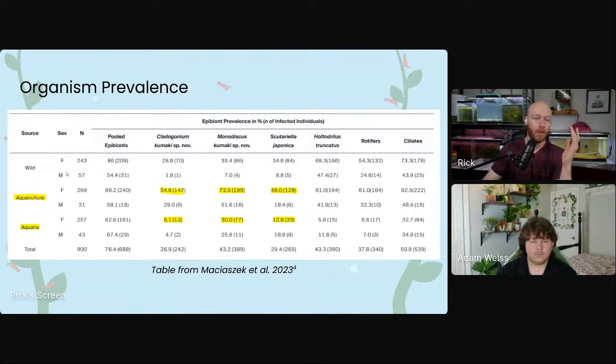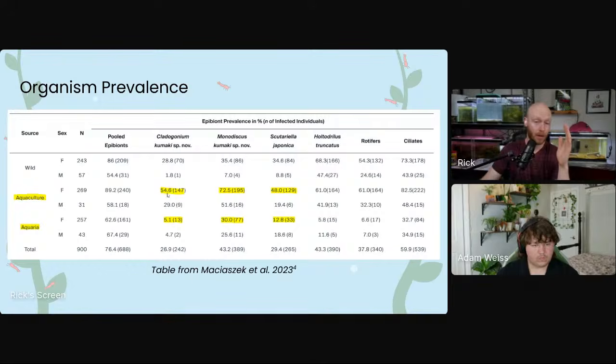Now, in this study they looked at wild caught shrimp, ones pulled from aquaculture, like the places that imported shrimp are bred, and aquaria, where hobbyists are keeping shrimp in their tanks. What I want you to look at here is aquaculture versus aquaria numbers. Cladogonium is one of the worst possible things you can deal with, because it can eventually kill your shrimp. It's very annoying to deal with, and it can stick around for a long time in an individual.